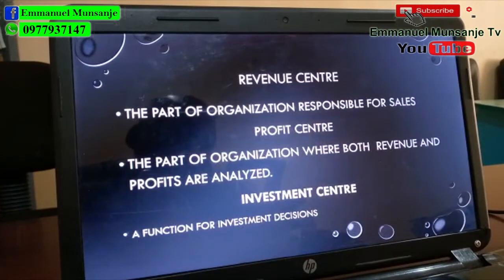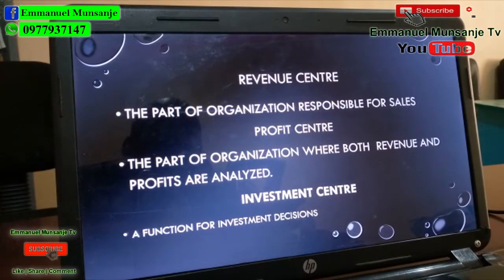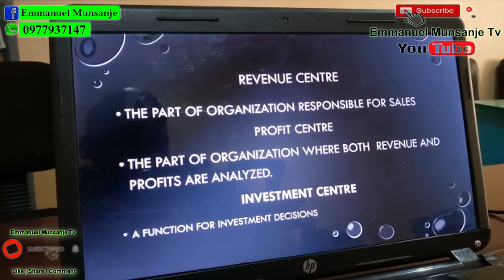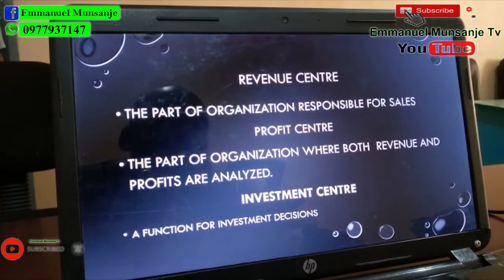Revenue center. Revenue is the money in the organization. So the revenue center is the part of the organization responsible for sales. It is actually the point of sale, the point where money gets into the organization. That is the revenue center.